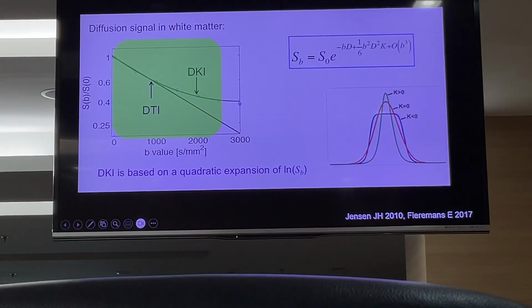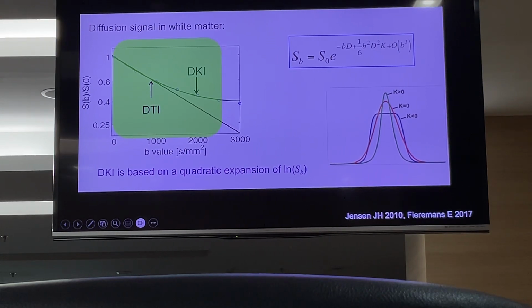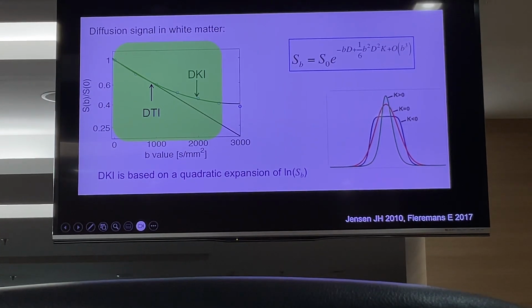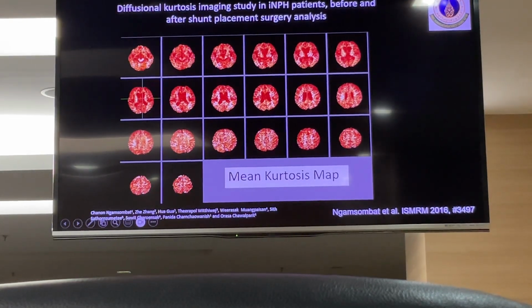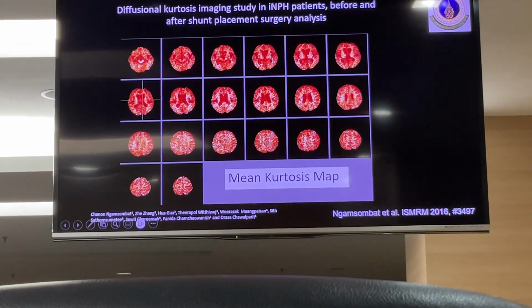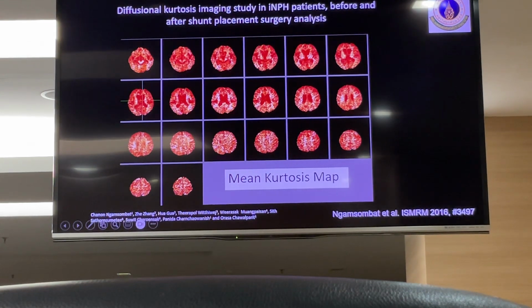You can see the signal decay is not linear, right? Because it's not Gaussian. So this is the decay. At that time, almost 10 years ago, we tried setting up a protocol for research using multiple b-values, the first time for our hospital, with help from Dr. Hua from Beijing University. He nicely set up our protocol for research for the first time.